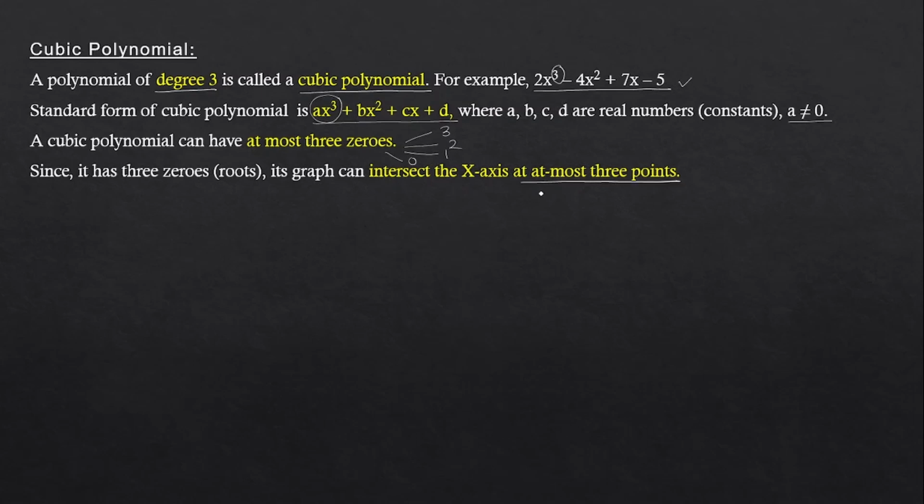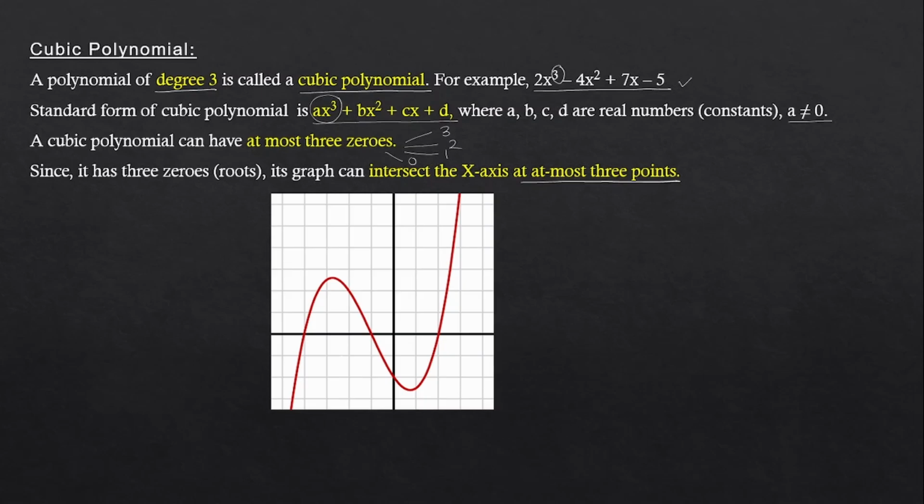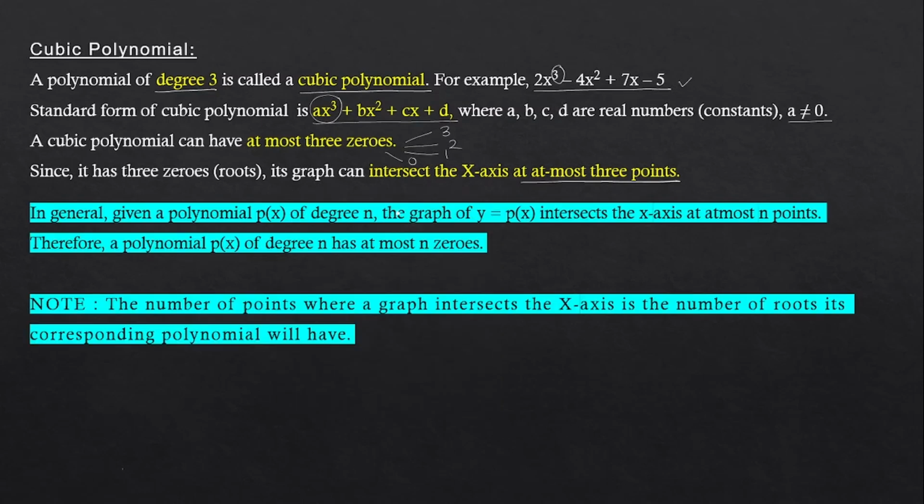Now, there is no standard form of a graph for cubic polynomial, but a cubic polynomial graph may look like this. Now, as we can see, this graph is intersecting the x-axis at 3 points. So, this graph may represent a cubic polynomial. This understanding of the cubic polynomial can be extended to a polynomial of any degree n. This is a general understanding where a polynomial of degree n can have at most n zeros. And if a degree n polynomial is converted into a graph, it will intersect the x-axis at most n points.